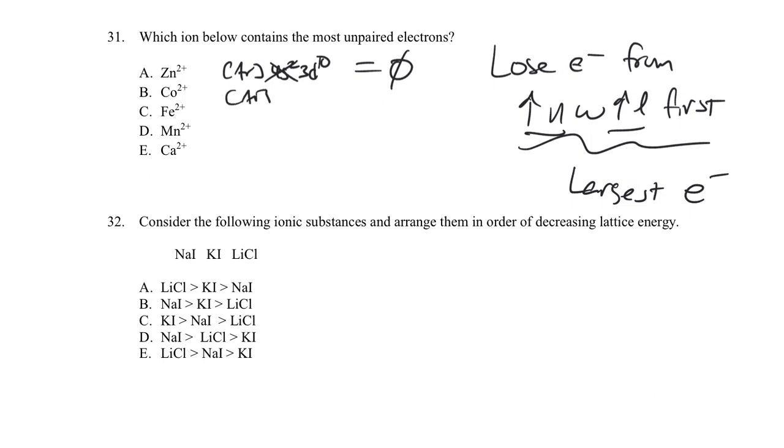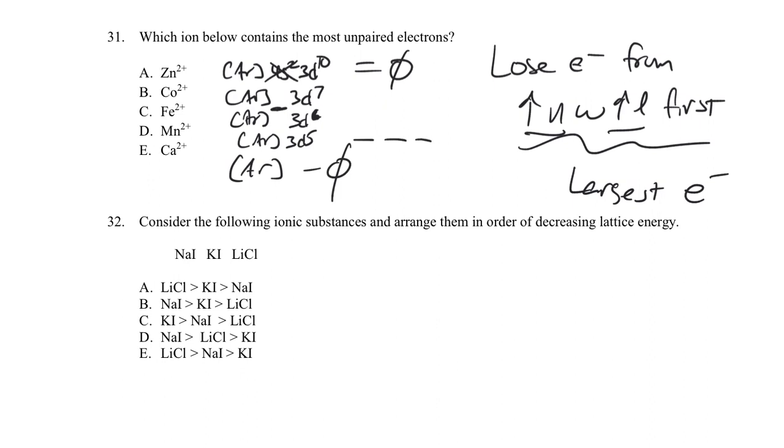Cobalt 2 plus is an argon 3d7. It lost its 4s, so we're just losing the 4s here. Iron is an argon 4s2, 3d6, so iron 2 plus is just a 3d6. Manganese is an argon 3d5. And then calcium is just the argon configuration. It was a 4s2, lost the 4s2. So calcium has no unpaired electrons.